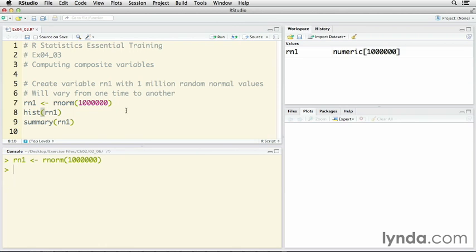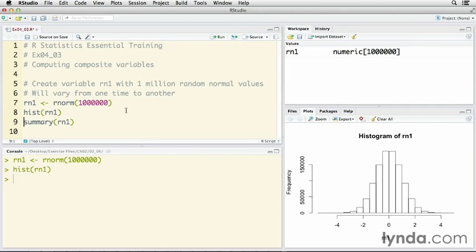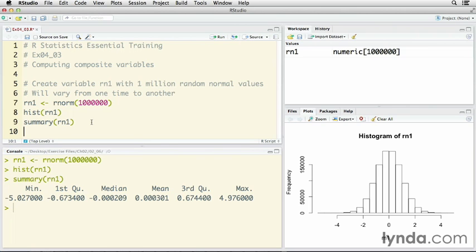Let's get a histogram of that. And so you see, when you have 1,000,000 values, they tend to fall very close to the original distribution. This is almost a perfect bell curve. Let's get some summary statistics for it. And one of the interesting things is, okay, the mean is very close to 0. The median is also very close to 0. The quartiles are right where we would expect them from a normal distribution.